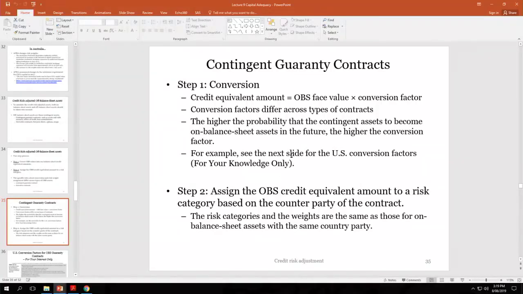After that, we start to apply credit risk adjustments, right? So you multiply the credit equivalent amount by the risk weight of the counterparty. It depends on who is the other side of the contract with the bank, right? So that's the contingent guarantee contract.